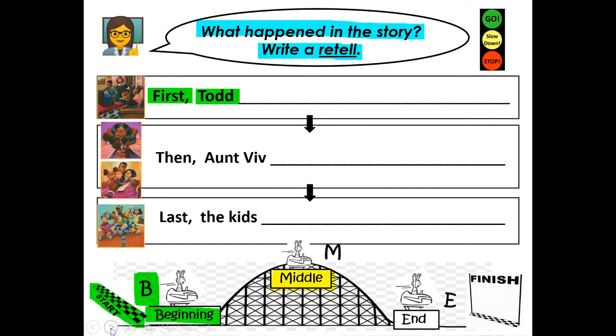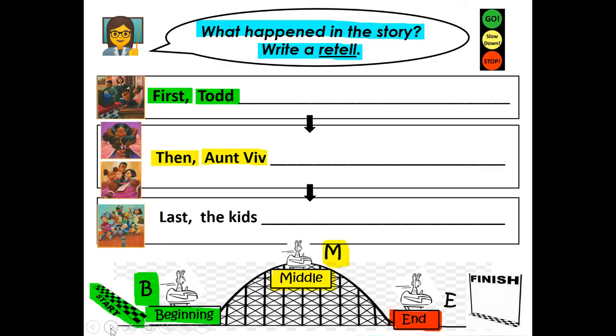All right, now we're going to go to the middle. What happened in the middle of the story? So look at the pictures. Then Aunt Viv, what did Aunt Viv do after she came to visit? Then Aunt Viv, so make sure you say your sentence, push pause and write the yellow sentence frame and finish your thinking. Then Aunt Viv, what did she do? So after you're done writing your yellow sentence, push play. So push pause, write your yellow sentence, and when you're ready to join us, push play again.